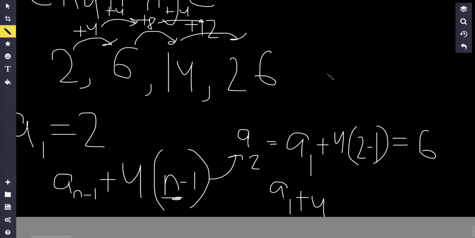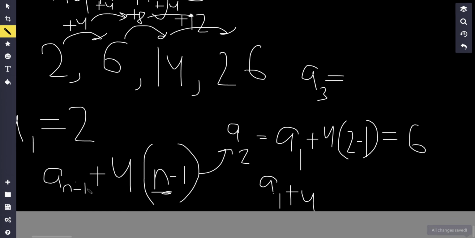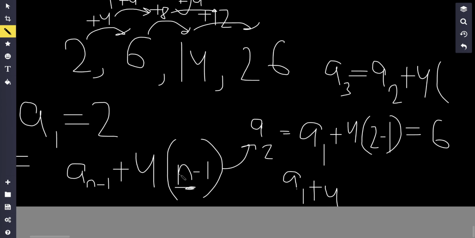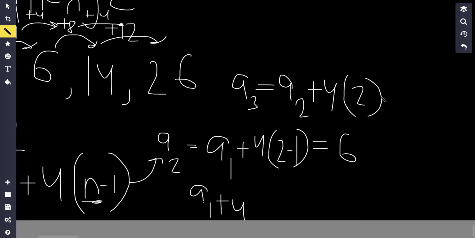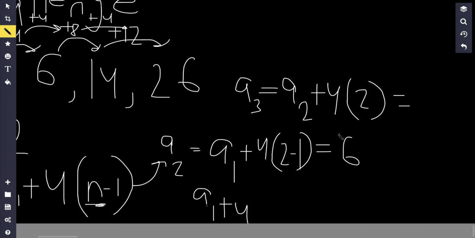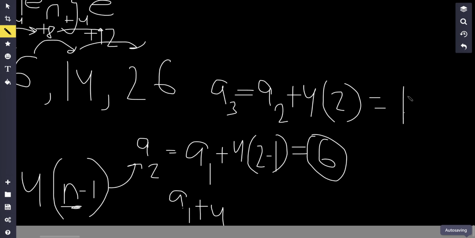Now notice what happens if I plug in a sub 3. A sub 3 is going to be equal to, in this case, what we do is we take the previous term, so a sub 2, and then this is going to be plus 4 times 3 minus 1. 3 minus 1 is 2, and then we get a sub 2 plus 8. In this case, our second term is 6, so 6 plus 8 gives me 14.